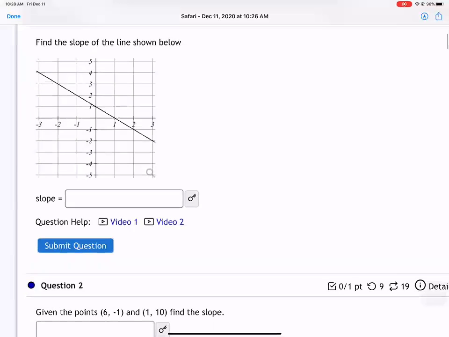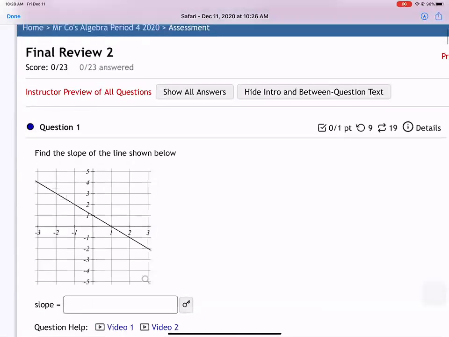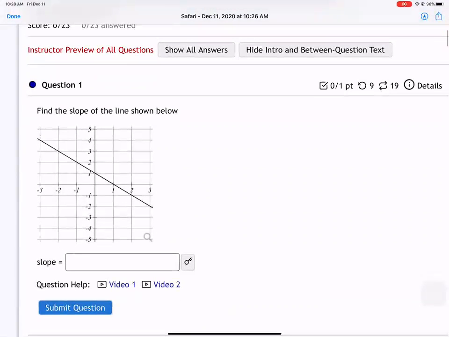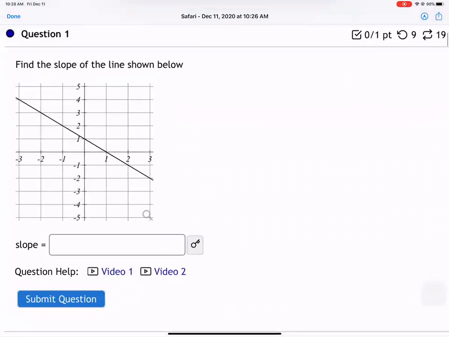Hi everyone, we're going to go ahead and work on our test review 2 for Algebra 1. I'm just going to go through these questions, a speed run you could say, and I'm going to go through all my reasoning. Hopefully this is helpful for you guys, okay? Alright, so let's go ahead and go through question number 1.